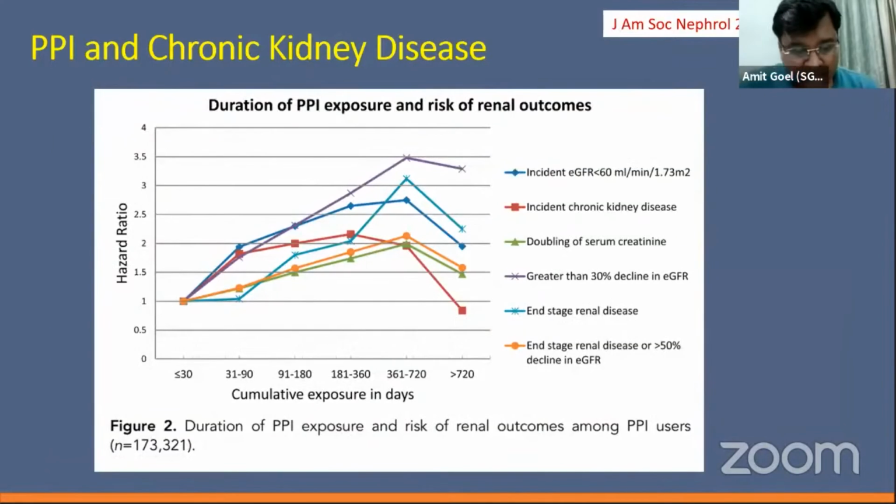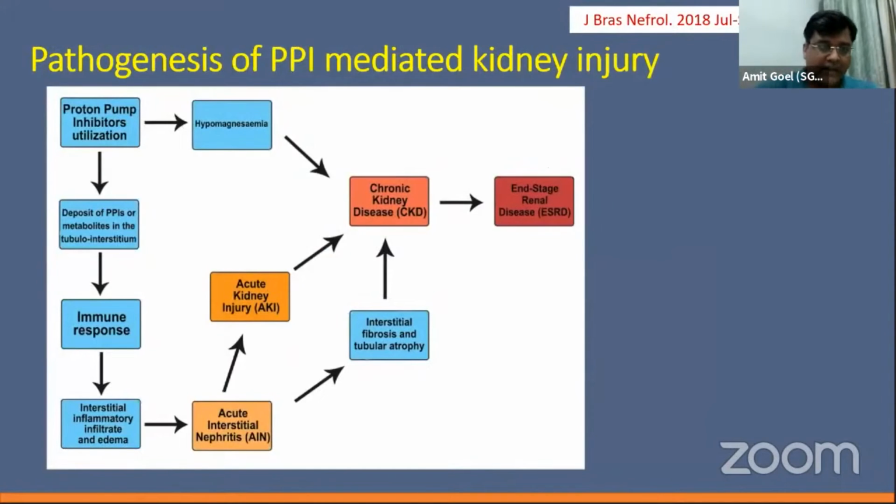The same study has further shown that all this risk for all this renal outcome was increasing with cumulative exposure of drug use. As the duration of drug use, PPI or H2RA, increased, the risk of each of these outcome was increased. So now I will summarize in one slide how we are going to explain that PPI can cause all this renal outcome. The most likely hypothesis is that proton pump inhibitor causes hypomagnesemia, which you know better than me, that it is a risk factor for chronic kidney disease.